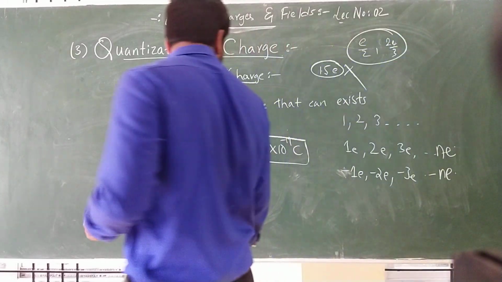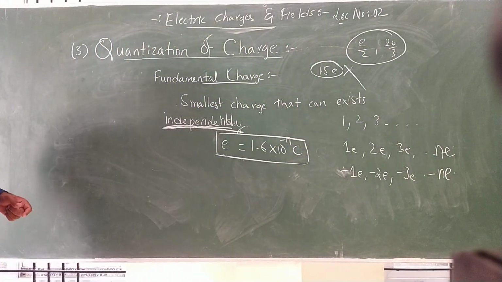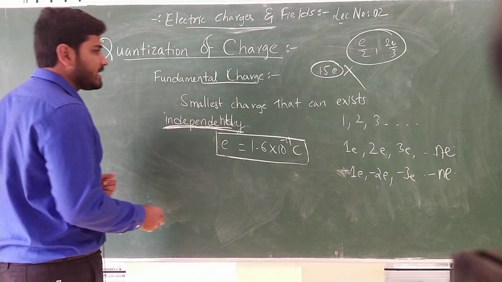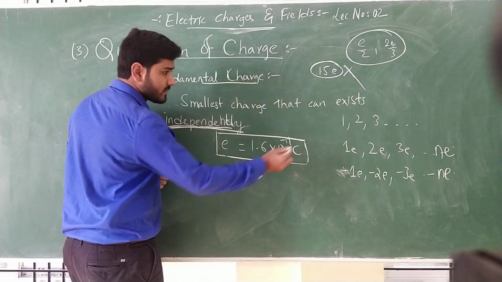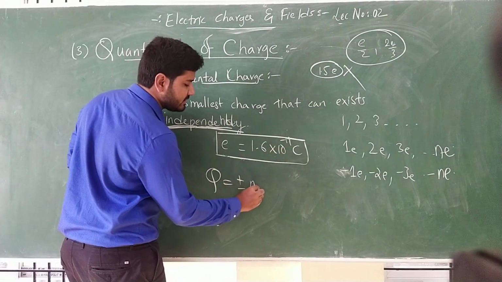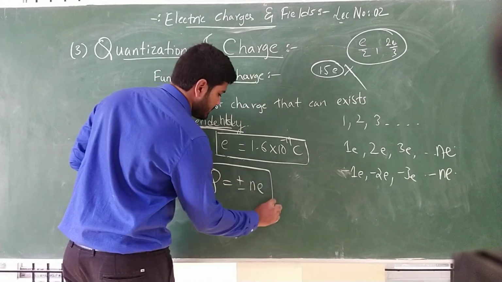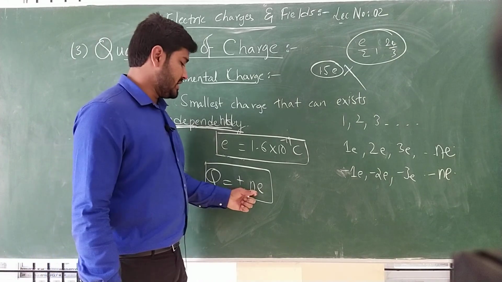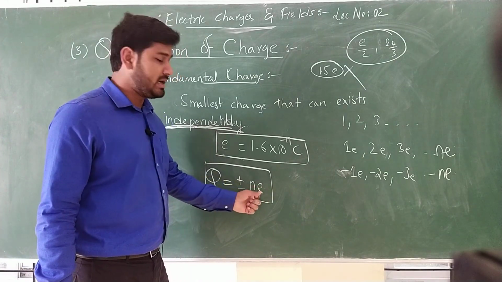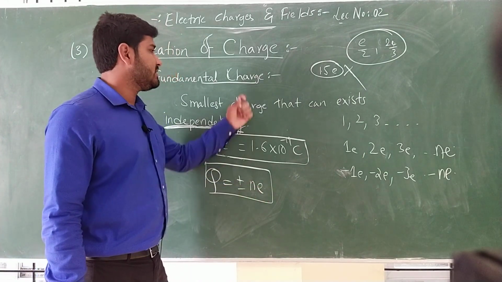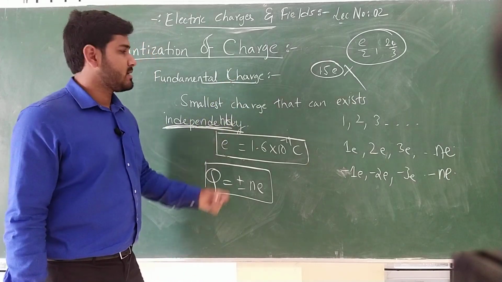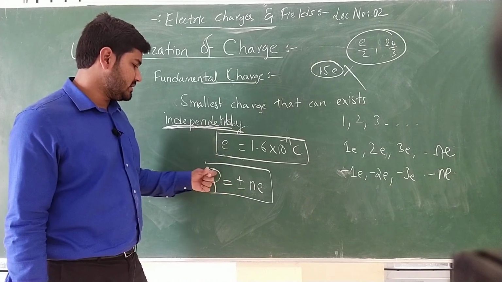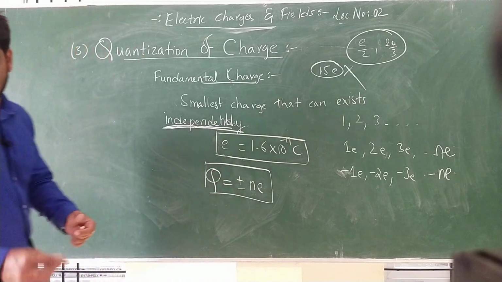So finally, what I can write is q is equal to plus or minus n e. This is called quantization of charge. It is available in integral multiples of the fundamental charge. So this is the final equation, q is equal to plus or minus n e.